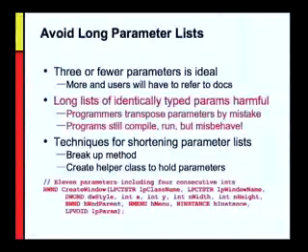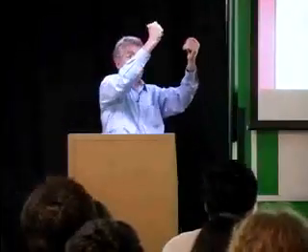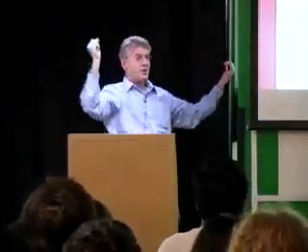Luckily, there are a number of great techniques for shortening parameter lists. One thing you can do is break up a method into multiple methods, or you can create helper classes to hold the parameters. A specific example of the helper class is the builder pattern, where if you've got a constructor or a static factory that naturally would take 10 parameters, most of which you don't have to specify, most of which have good defaults, instead, make a builder and then just plug in the ones you actually care about and then call a build method. And that code will be much easier to write and to read.